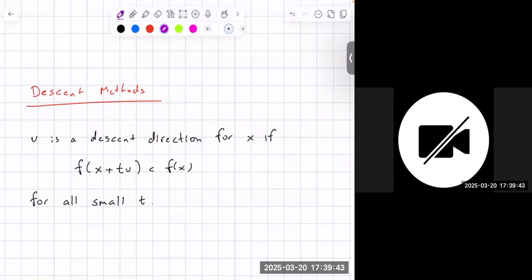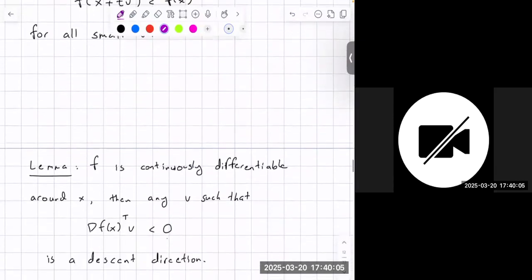And then the next question would be how much I should go in that direction. So first you need to find a descent direction. Second, what's a good number t to put in front of your direction and go in that way? Because locally it's a descent direction, but if I stretch it too much, maybe it stops being a descent, maybe I even start increasing. All right, so that's the main idea.